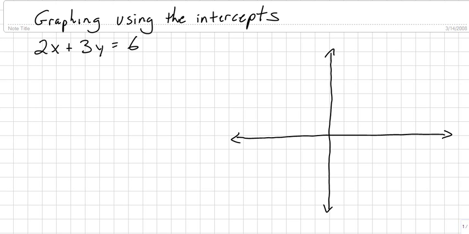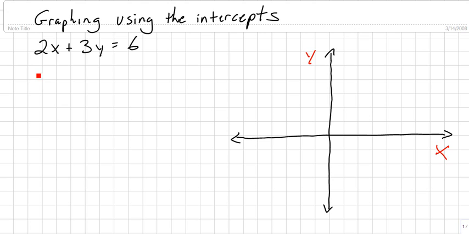Alright, this is called graphing using the intercepts. We have an equation in standard form, 2x plus 3y equals 6. When we're asking for the intercepts, we're asking for where this line crosses both the y-axis and the x-axis. To solve that, we simply substitute 0 in for one of the values to find out what the other coordinate is.